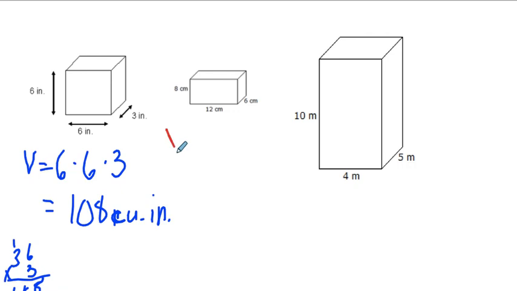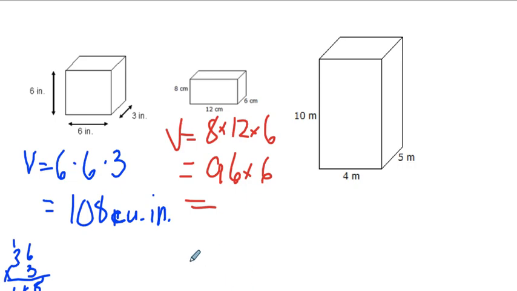Okay, so let's try this next one. This next one is 8 by 12 by 6. And then we can multiply. 8 times 12 is 96. And I'm going to multiply that by 6. So off to the side, I might do 96 times 6. 6 times 6 is 36. And 9 times 6 is 54 plus 3 more is 57. So my total volume is 576. The measurement is centimeters, so it's cubic centimeters. Be careful, make sure you're doing that.